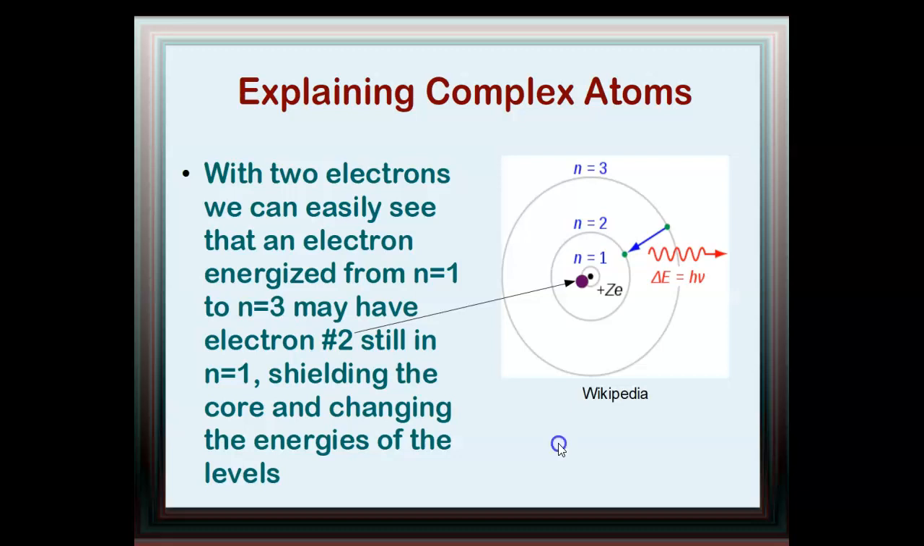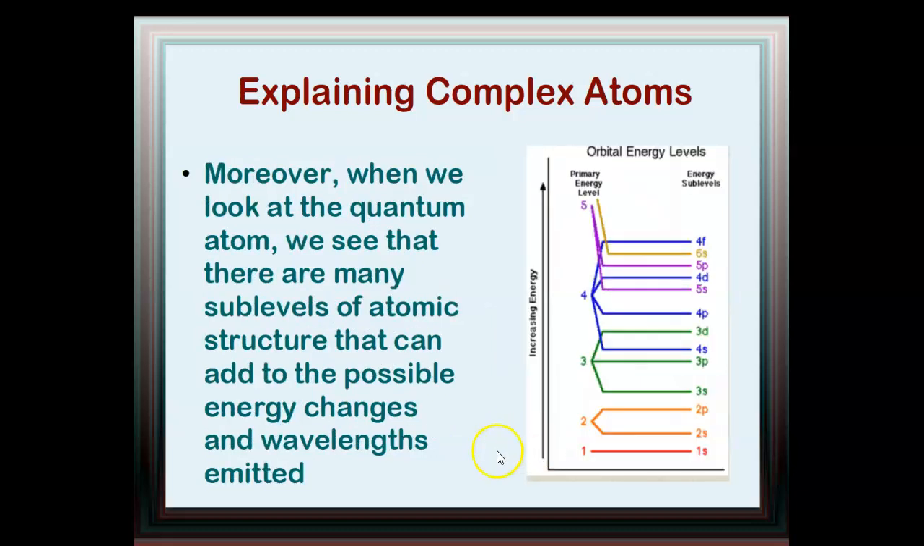Moreover, when we look at the quantum atom, which we now use, we see that there are many sublevels of atomic structure that can add to the possible number of energy changes, and therefore the number of wavelengths and their value in terms of nanometers that would be emitted by those atoms. And so we can see here we've diagrammed the various sublevels of the second and third and fourth and fifth energy levels for you to look at and see, well, there's a whole lot more changes here.